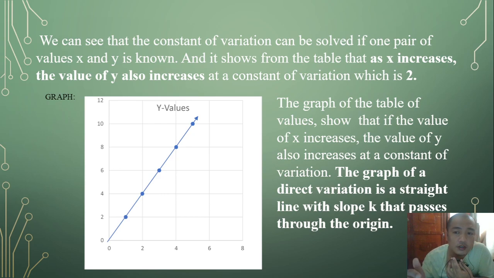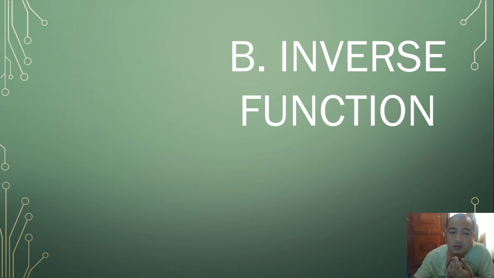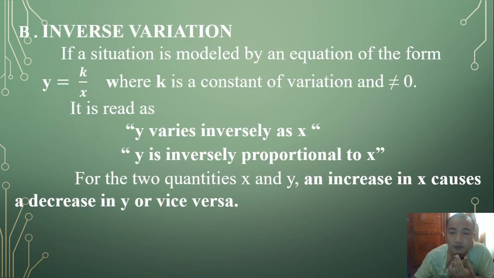In direct variation, as x increases, y also increases. How about if we are speaking about inverse variation? So if a situation is modeled by an equation of the form y is equal to k over x, where k is a constant of variation and k is not equal to 0, it is read as y varies inversely as x, or y is inversely proportional to x. So for the two quantities x and y, an increase in x causes a decrease in y, or vice versa.